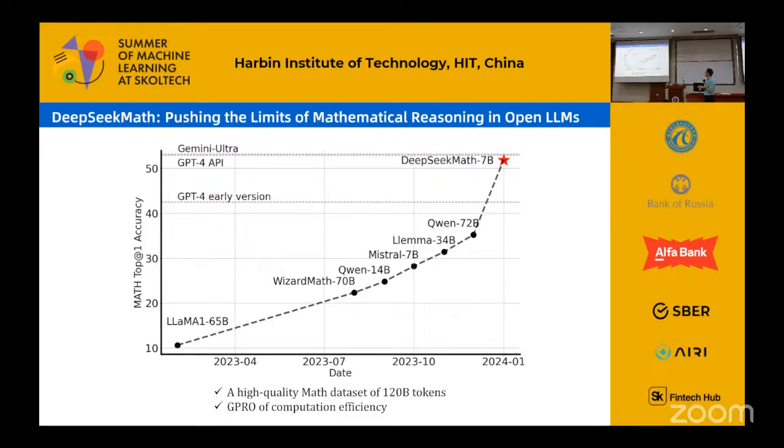GRPO. This is a typo. On one hand, GRPO is a contributing factor for the great performance of DeepSeek Math. Another contributing factor is a high-quality math data set. The authors collected a high-quality math data set from the web with about 100 or 120 billion tokens.